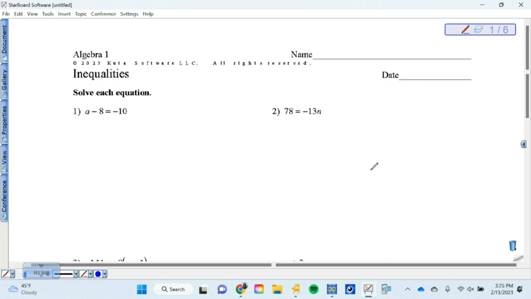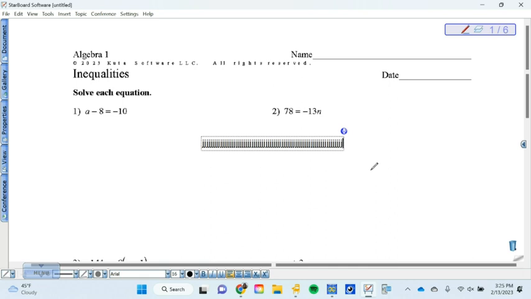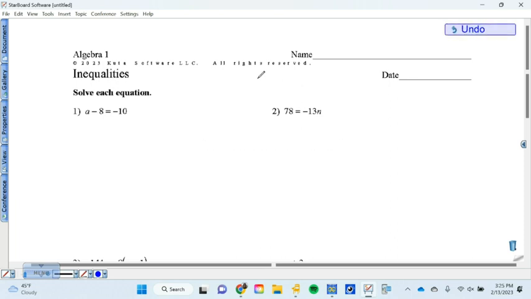Okay. Let's do number 1. How do I get the A all by itself? And number 1, what do I need to do? You're going to add 8. That's right. Plus 8 plus 8. So my 8's cancel over here, right? So I just have A equals, what's negative 10 plus 8? Negative 2.